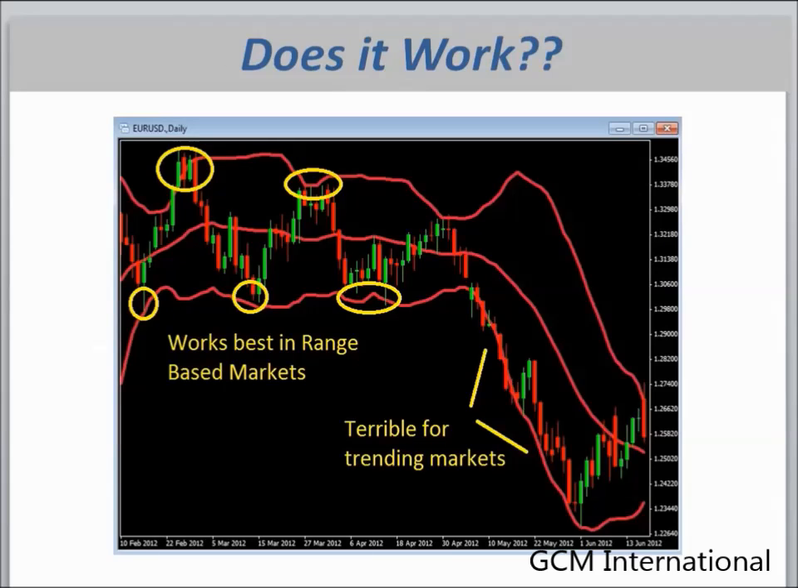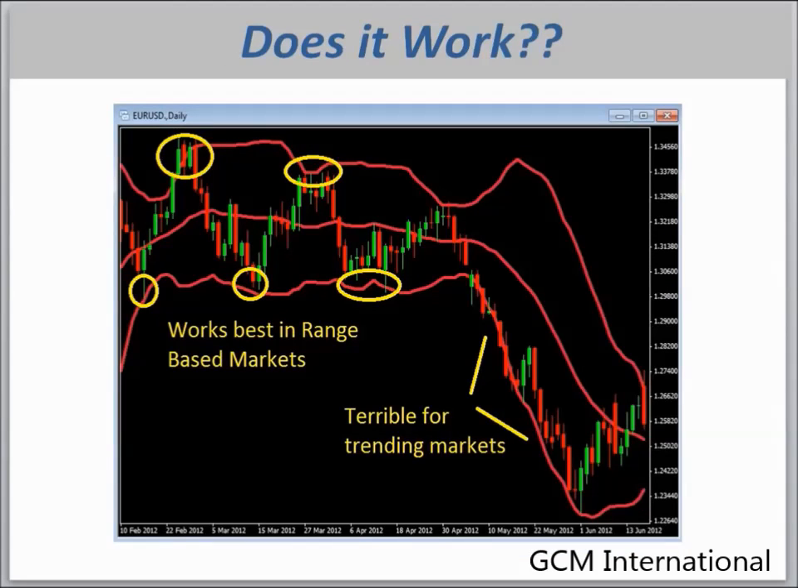Okay, so the big question that everybody has is, do they really work? As we mentioned before, they do work, but they work best in range-based markets. When there's not a lot of movement in the market, then when things are oversold, they typically jump back higher. But when things are moving a lot, when traders are just getting out of their positions, like in this chart where the crisis in Europe was getting worse and worse and people were just dumping the euros, then let's face it, no one really cares about Bollinger Bands.